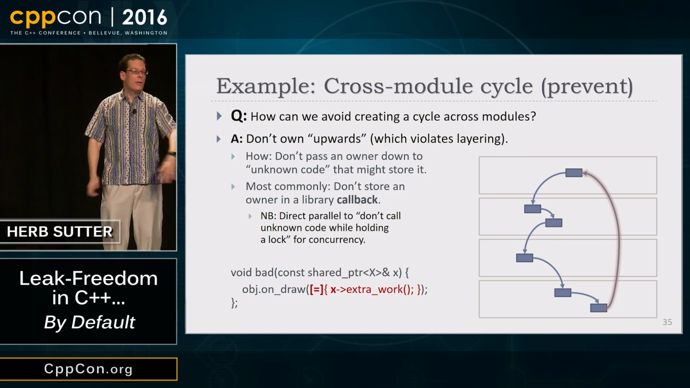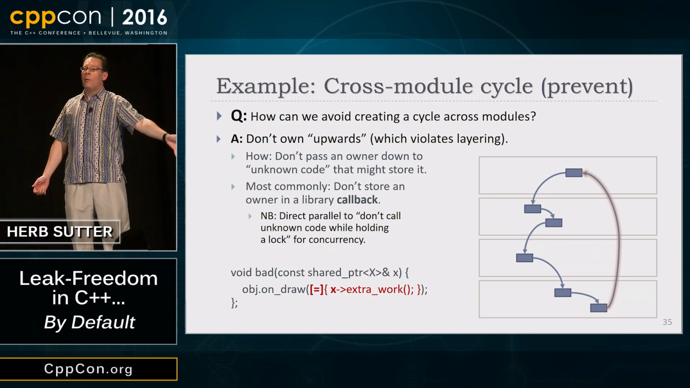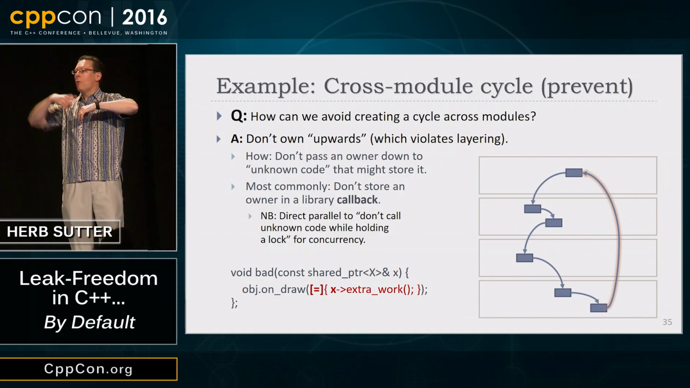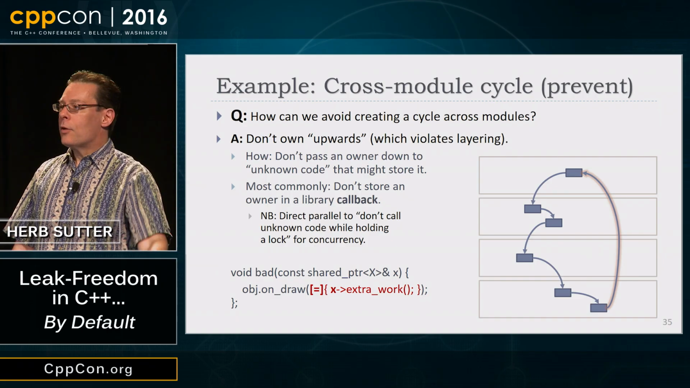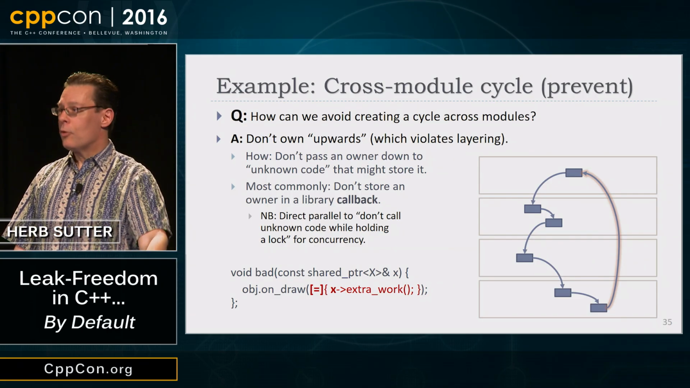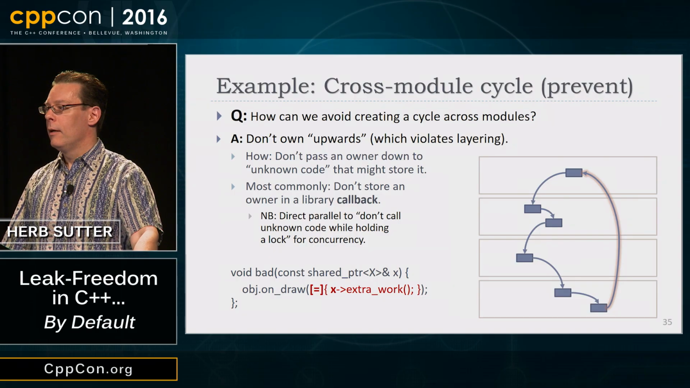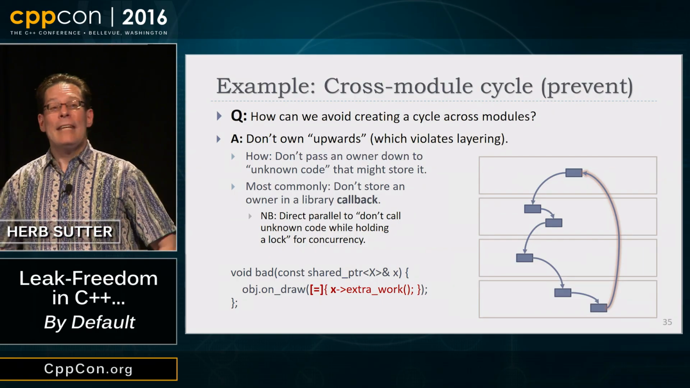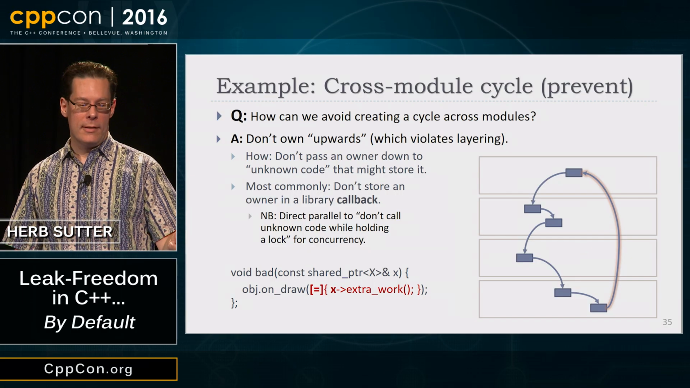I'm not blaming lambdas here, however you write the callback, to say, oh, here's a callback I want called back. Whenever you draw, call me back and I will do something with this X object. If you write this code, it will compile, it will appear to work, and every so often you'll leak objects. Why? Because we've got a cycle. Even if you don't have a cycle, you can leak objects. How?